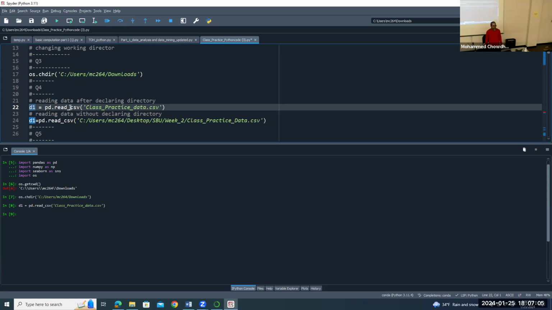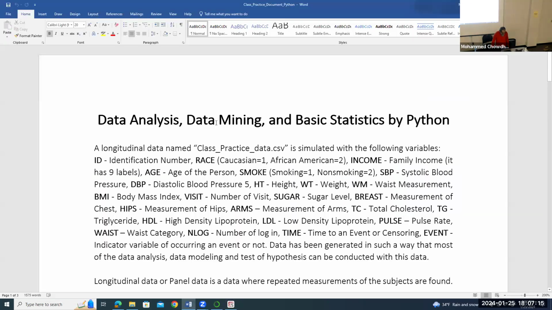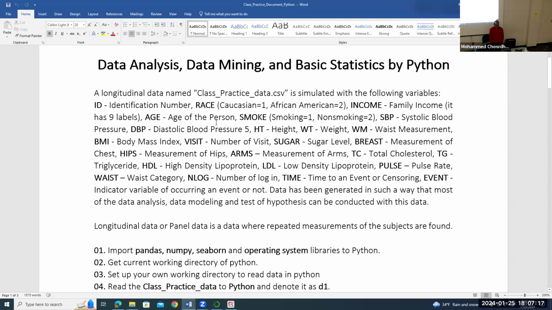If you like your spouse so much, you can put her name there, okay? So I like D1 means data 1, okay? So now let me go there. So data analysis, data mining, and basic statistics by Python.